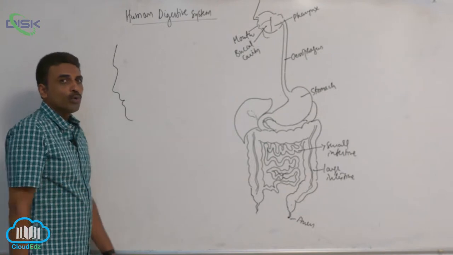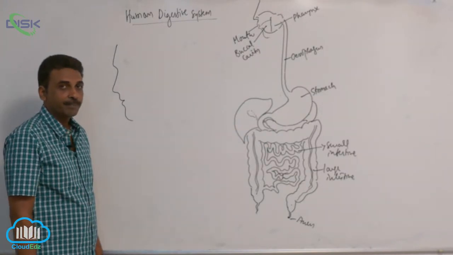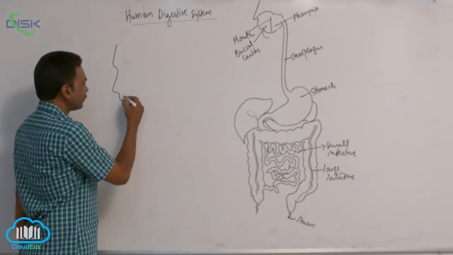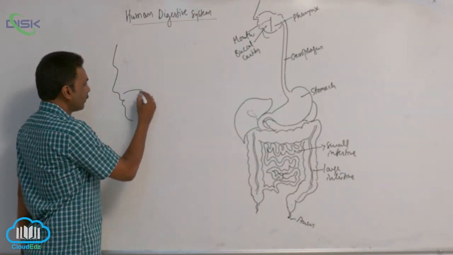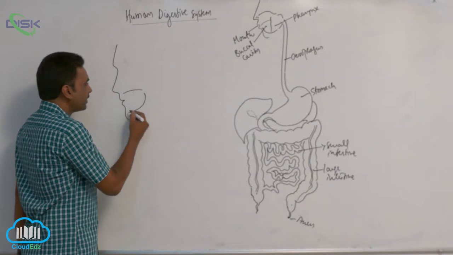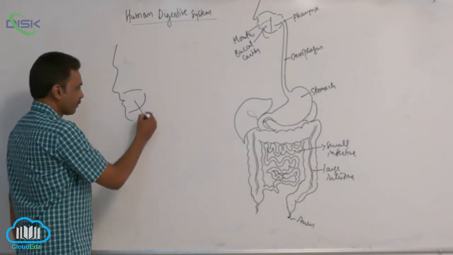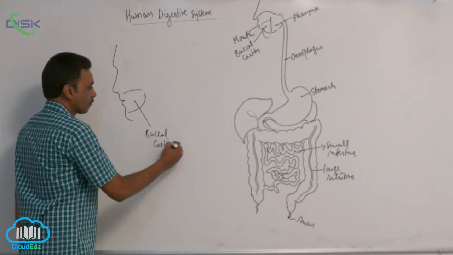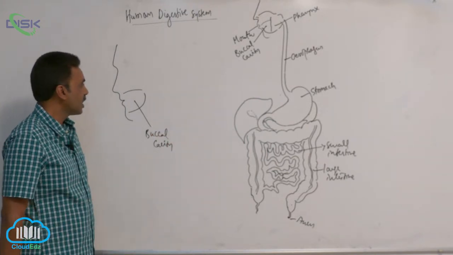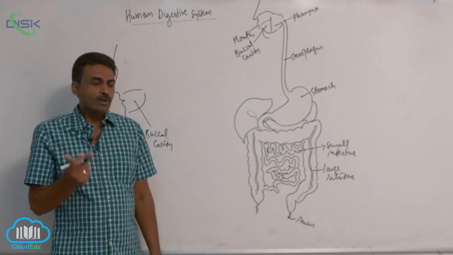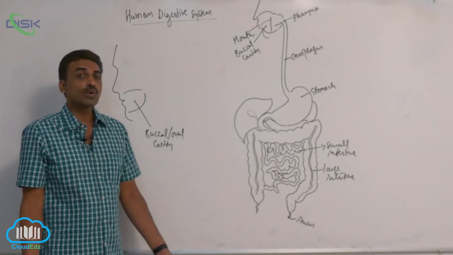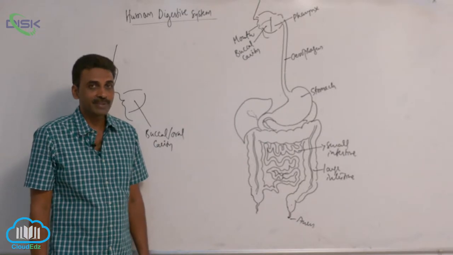Now the mouth opens into the buccal cavity. So roughly that area is the buccal cavity. The mouth cavity is also called the buccal cavity. It is also called the oral cavity. All the same.